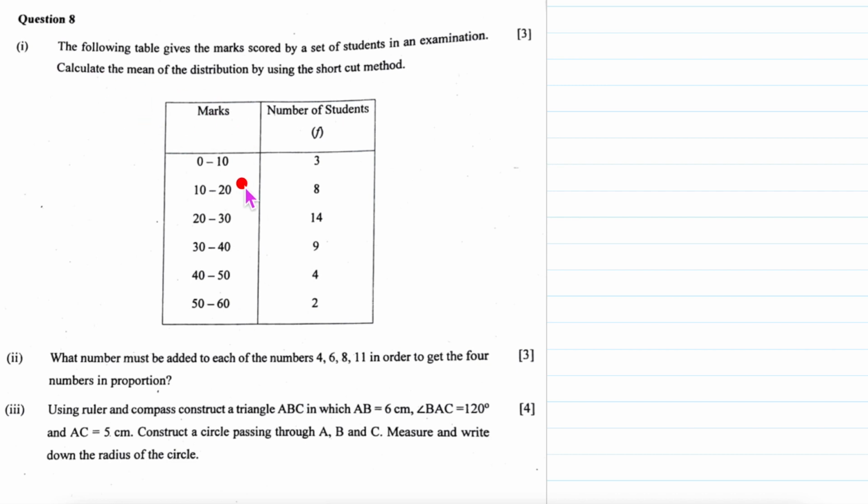Now these ones are the additional questions, but let us see how they can be done. If you attempted this, then you see how you should get your full marks. What are the steps? The following table gives marks scored by a set of students in an examination. Calculate the mean of the distribution by using shortcut method.